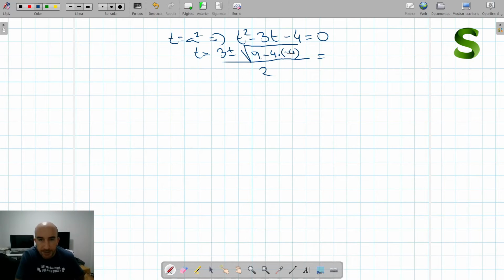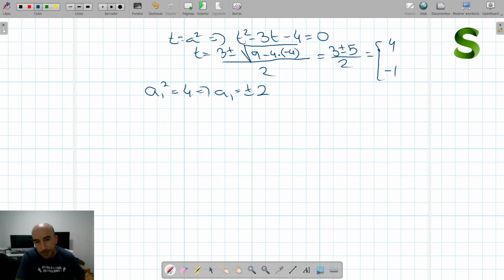9 plus 16 is 25, the square root of 25 is 5. So we have this, and this gives us two solutions, 8 divided by 2, which is 4, and minus 2 divided by 2, which is minus 1. Okay, so t equals that. If t equals that, we have two options. a1 squared equals 4, so a1 would be plus minus 2, the square root of 4.